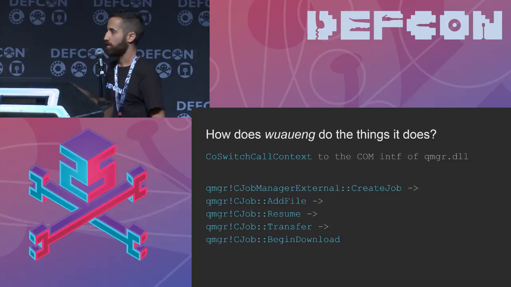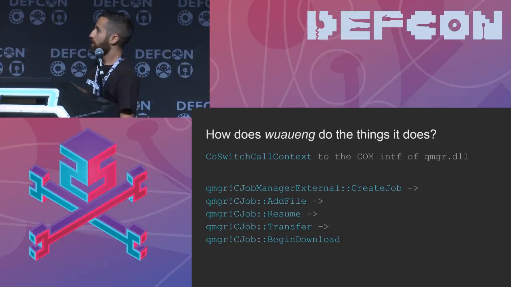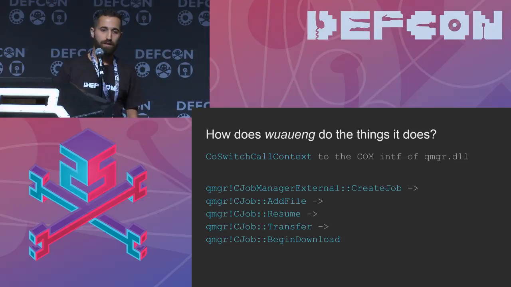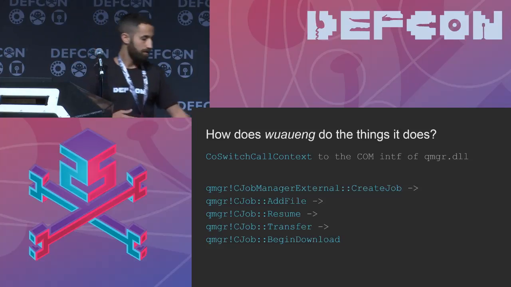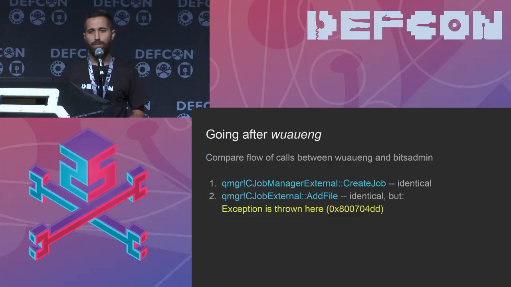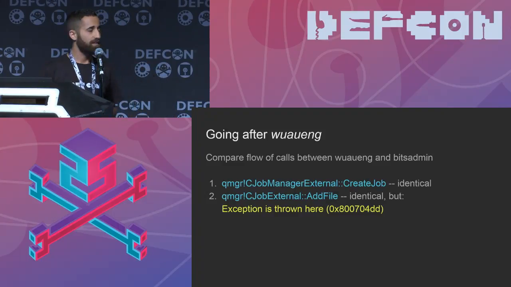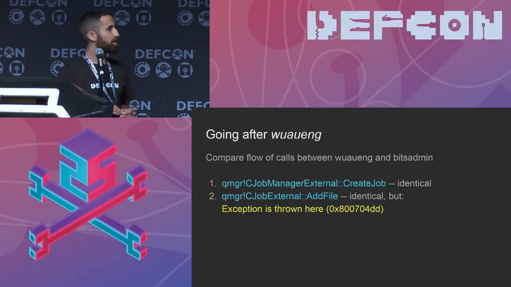Then the next thing, just like we did in the command line, is adding a file definition. Then only when you call resume explicitly, the job will start and transfer the files. The last two calls are actually being called by the BITS service itself internally when it decides that a new transfer chunk should be transferred. So I compared these two flows, the valid one that we got from Windows Update and the failed one that I tried with PsExec. The first call was identical in parameters and succeeded in both, and the second call was identical in parameters, but we got an exception when we were running from PsExec.